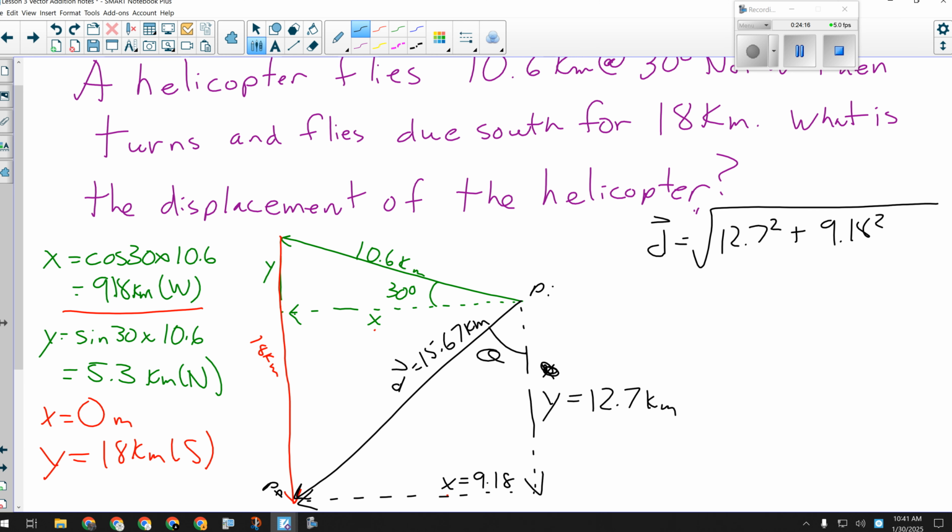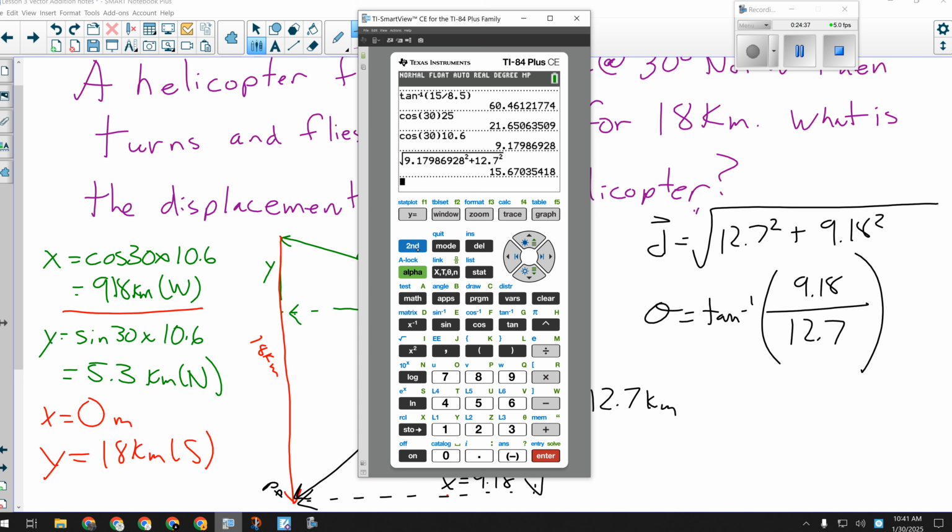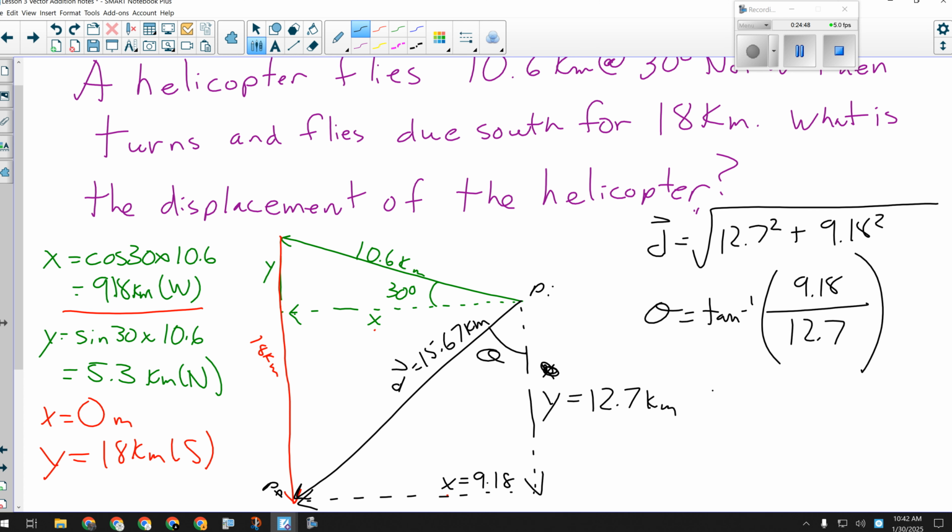Can I find the angle as well? Okay, so this is just trigonometry now. Theta equals tan to the minus 1 of opposite over adjacent. So 9.18 with all the decimals divided by 12.7. So that angle is going to be 35.86 degrees. And for me, that is west of south.